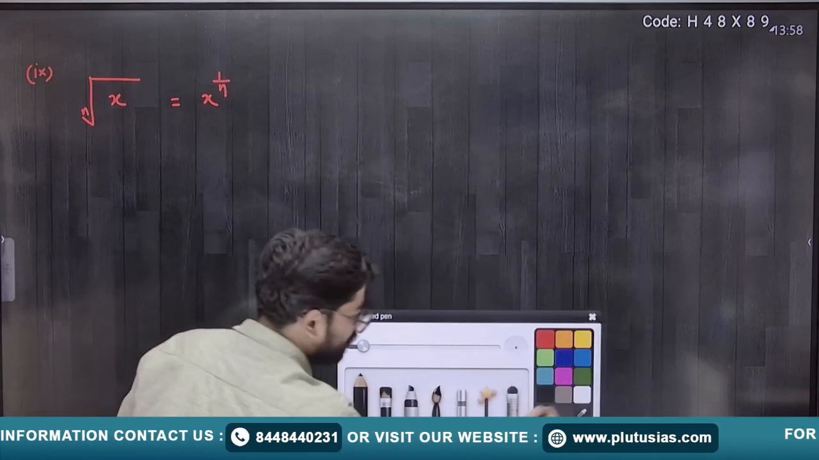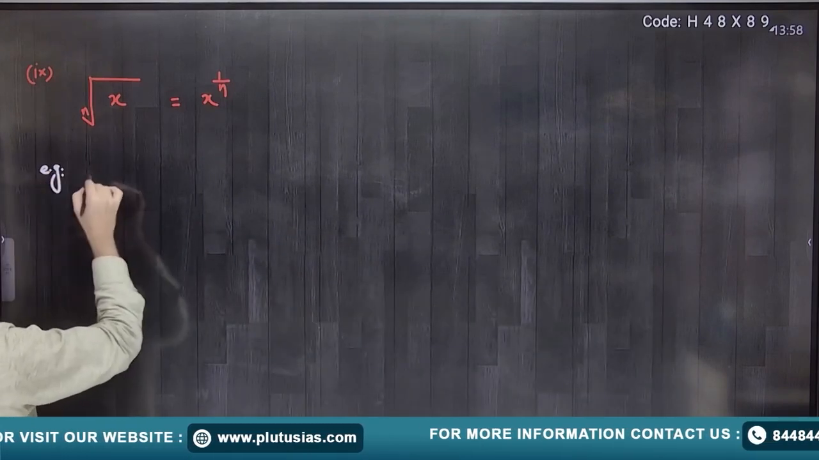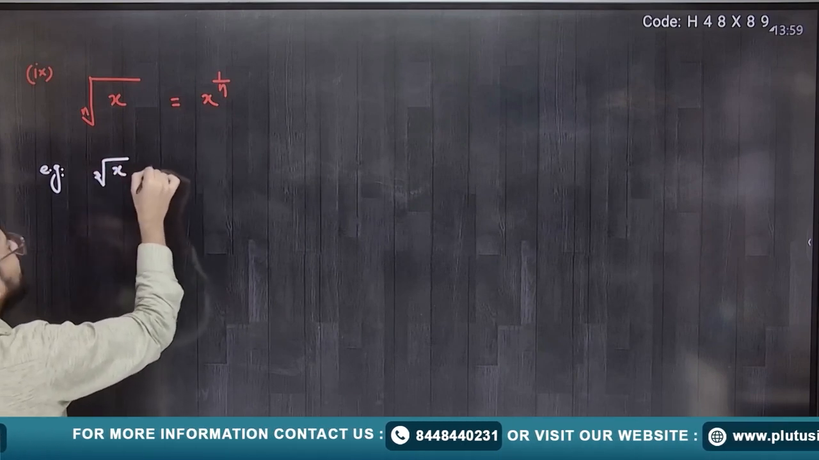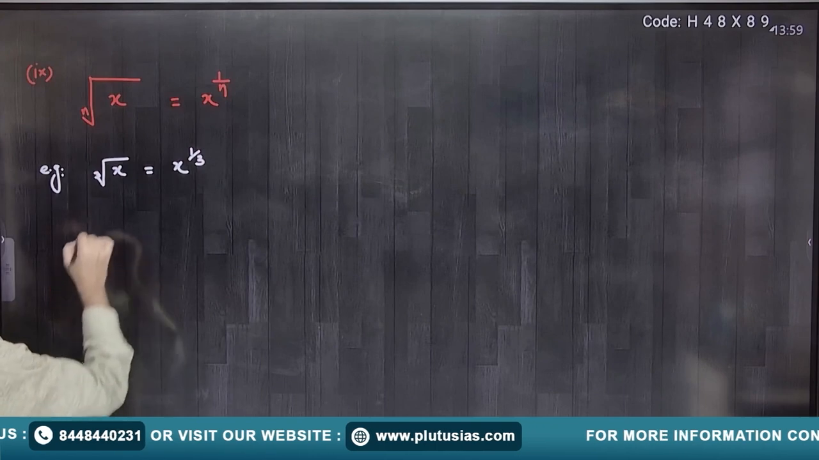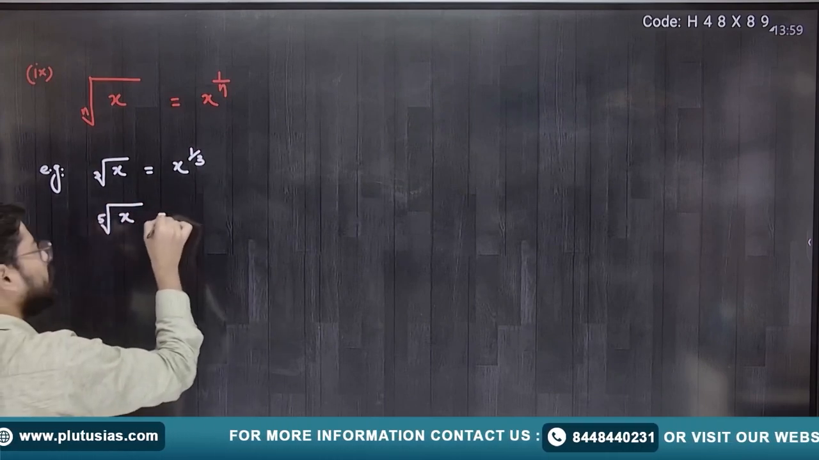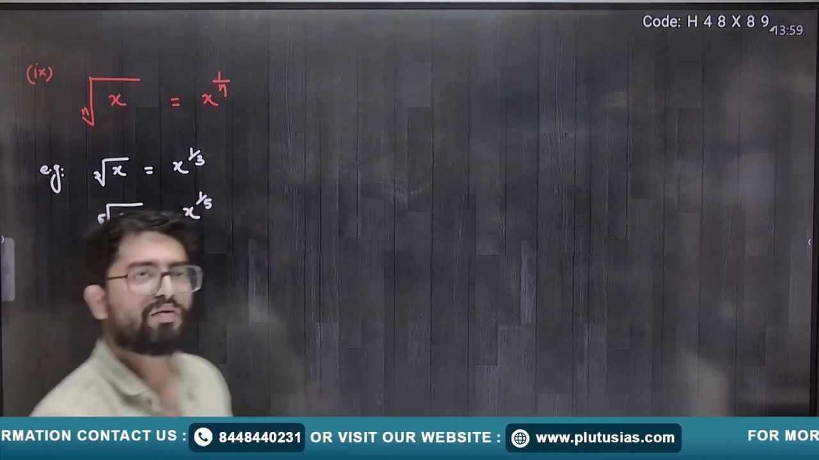So for example, if I'm writing 3 here, that is x power 1 by 3. Remember that one. Let's say x and this is 5 here, that means x power 1 by 5. Clear? x power 1 by 5.